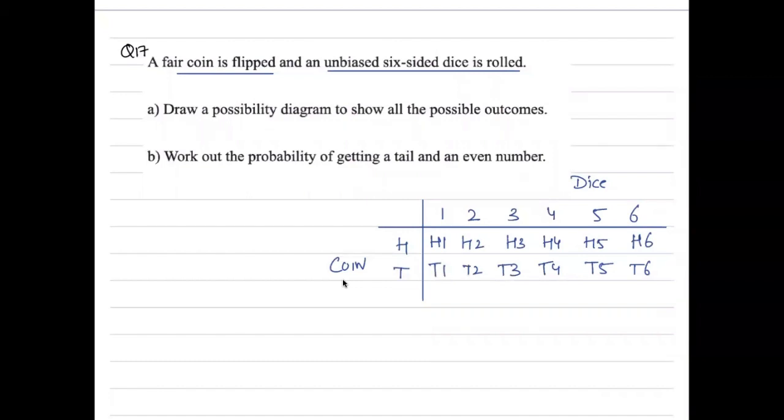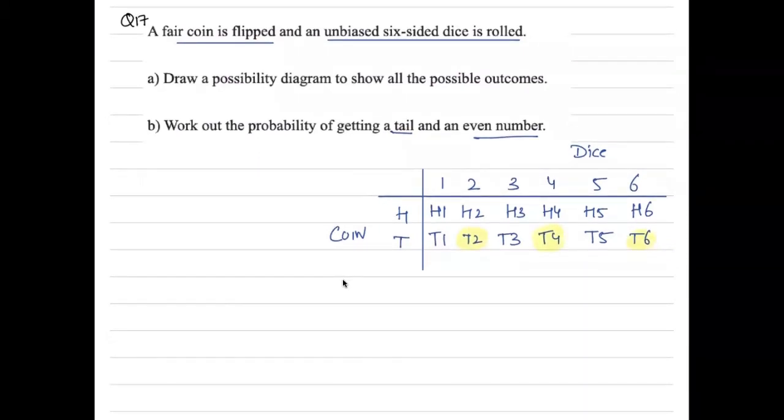Yes. Now it says work out the probability of getting a tail and an even number. What is the probability of getting a tail and an even number? With a tail, you need to have 2, 4, and 6. 3 out of how many options? 12. So the probability of getting a tail and an even number is 3 out of 12. That is 1 out of 4.